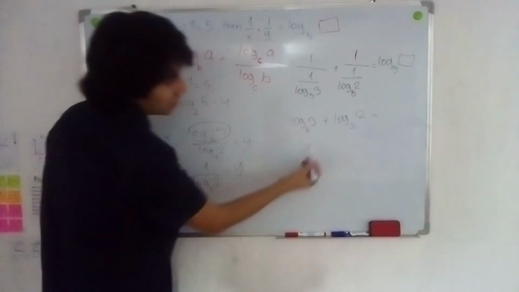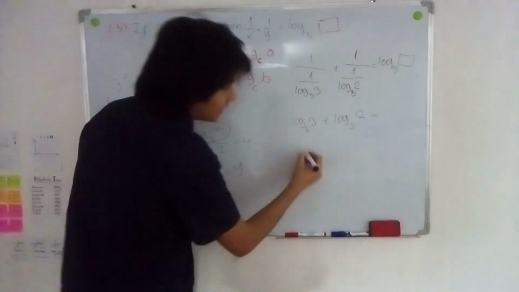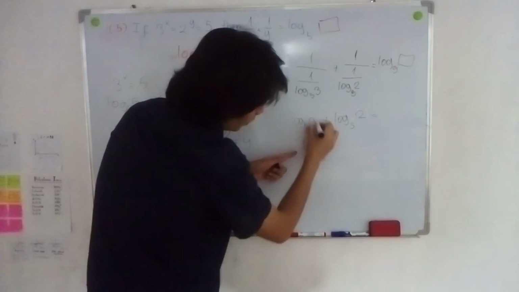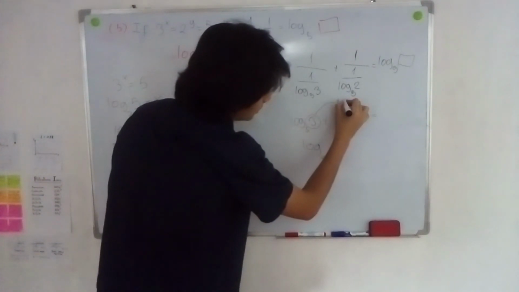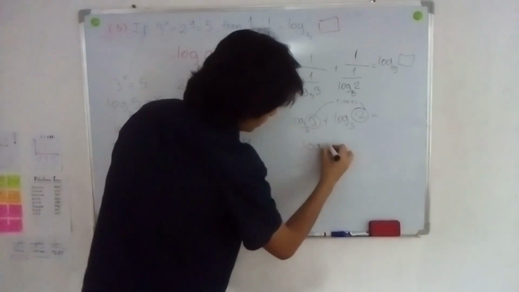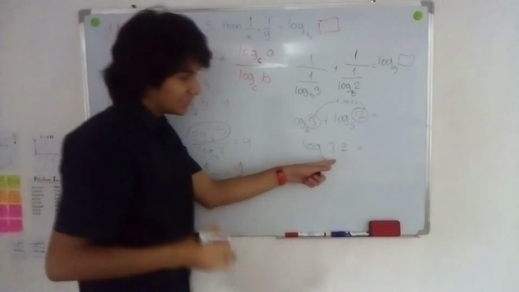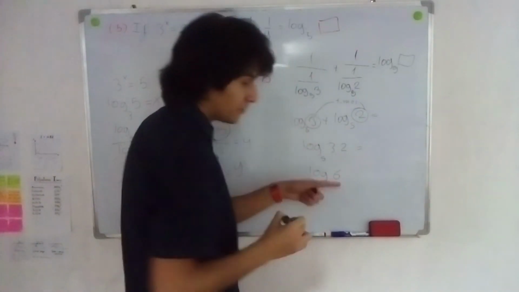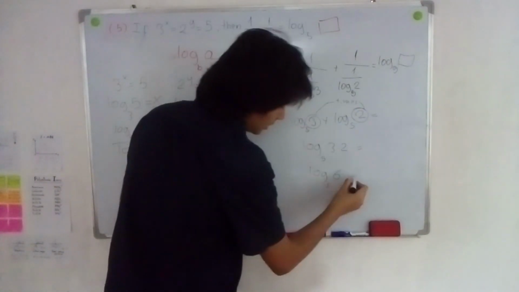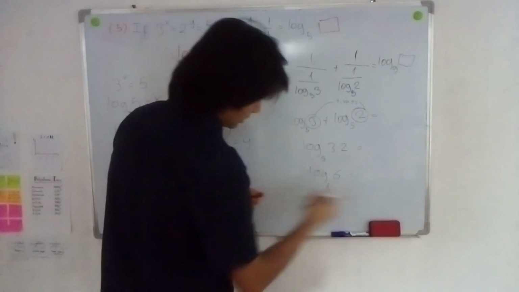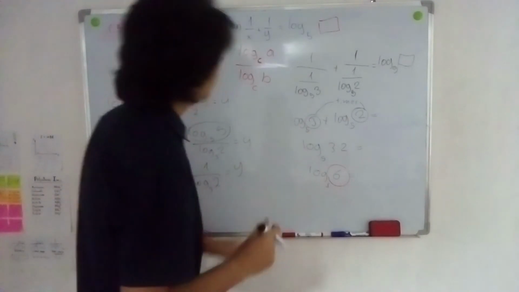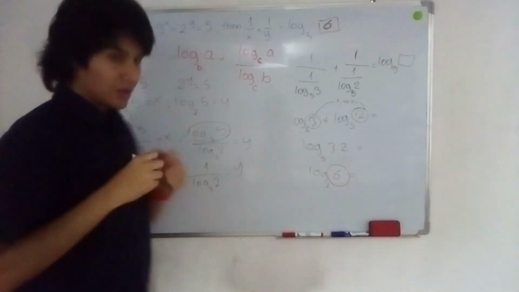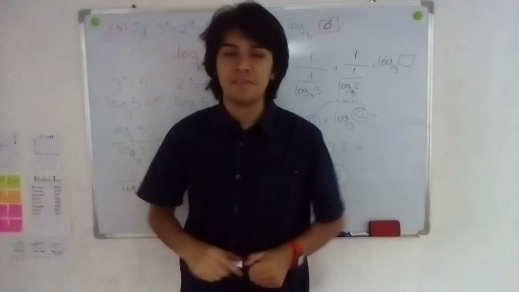Okay, and logarithm plus logarithm is the same thing as logarithm with base 5 of 3 times 2, and that is 6. Okay, logarithm with base 5 of 3 times 2 is 6, and that is the blank. The blank is 6. Okay, and this is the final part of the video.